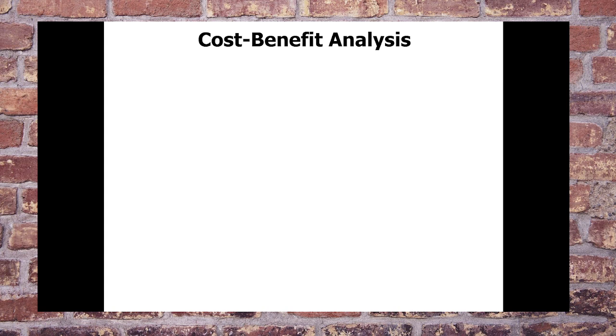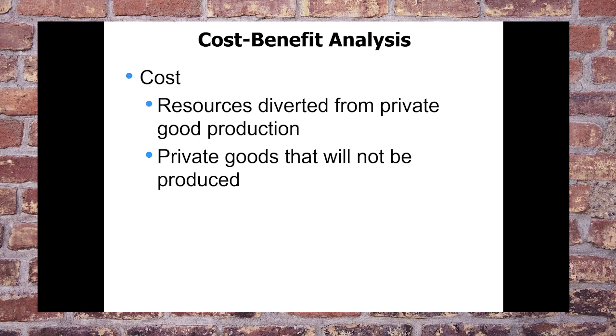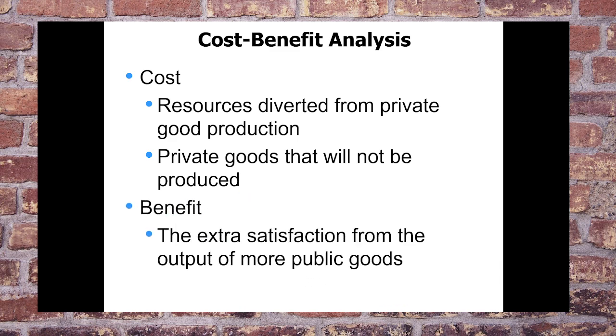And then the last thing we want to talk about is a cost-benefit analysis. The costs are the resources diverted from private good production. Private goods that will not be produced. So when we do a cost-benefit analysis, we're saying, well, since we're not producing these private goods, we're using the resources to produce the public goods. That's the opportunity cost, right? But then there's a benefit, and that's the extra satisfaction from the output of more public goods. So the benefit of being able to enjoy the park means we're not building an apartment building there. If the benefit outweighs or exceeds the cost, then we do it.